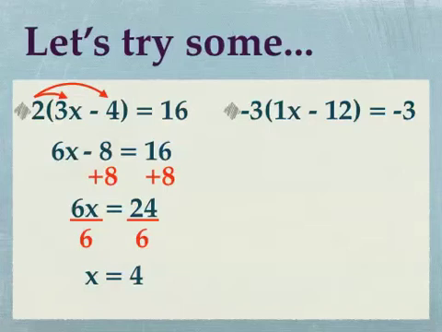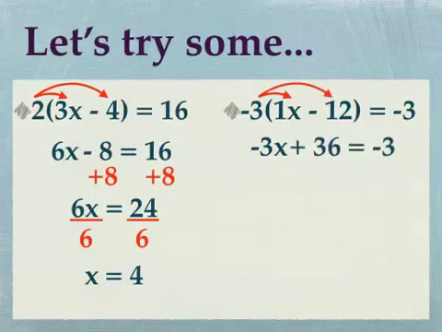In the next example, I have negative 3, parenthesis, 1x minus 12 equals negative 3. Again, I'm just going to distribute to the terms that are inside of the parentheses. This time I need to be really careful because I'm multiplying everything inside by a negative 3. Make sure that you're not forgetting your integer rules when you're using the distributive property. So a negative 3 times a positive 1x is negative 3x. A negative 3 times a negative 12 is a positive 36. And I'm going to bring down equals negative 3. I leave it alone because it is not inside of the parentheses.